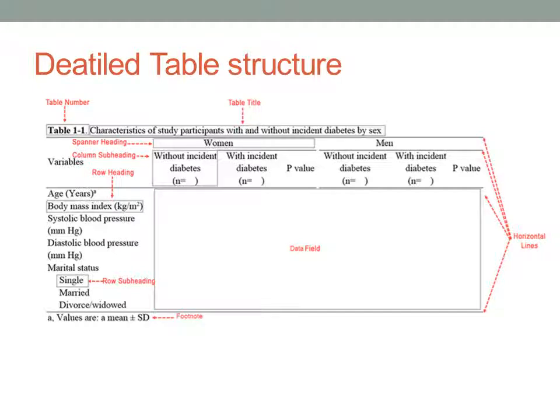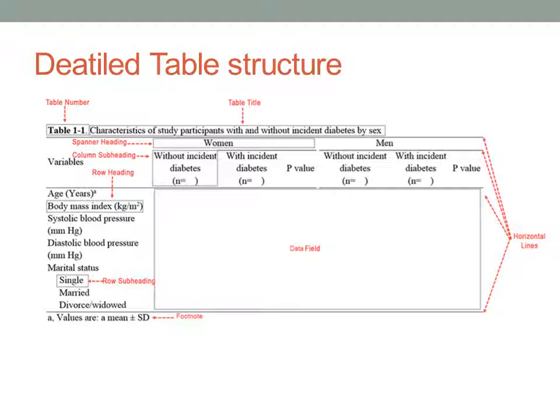Now, if you have a detailed table like that, here in this table you have table 1-1, that is, the first table under chapter 1. So the first digit, 1, is for the chapter, and the second digit after the dash is the position of your table. This is the first table under chapter 1, that is 1-1. If it is the 10th table in chapter 1, 1-10. If this is the first table in the second chapter, you will write table 2-1.